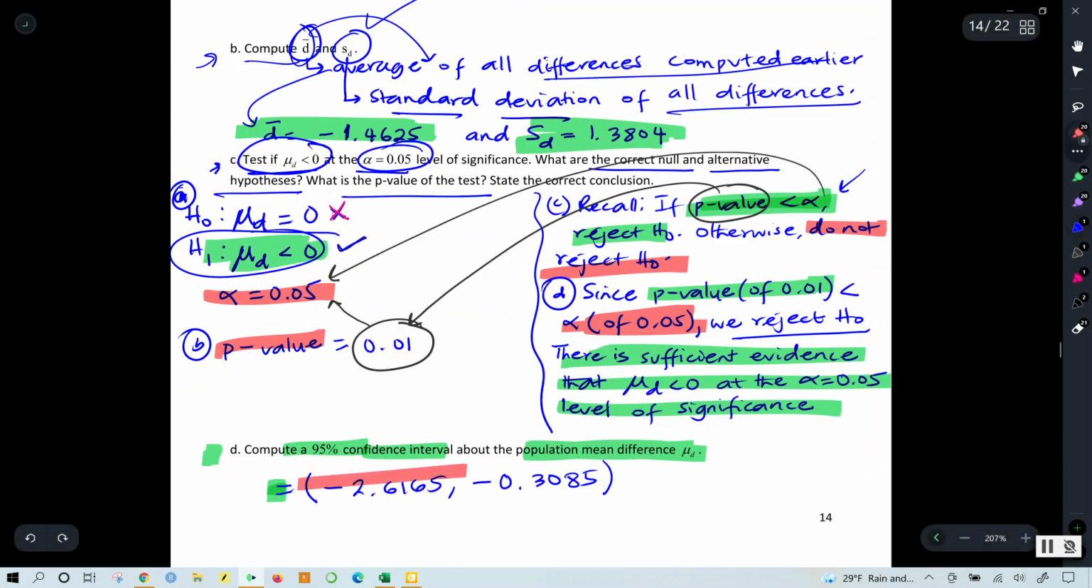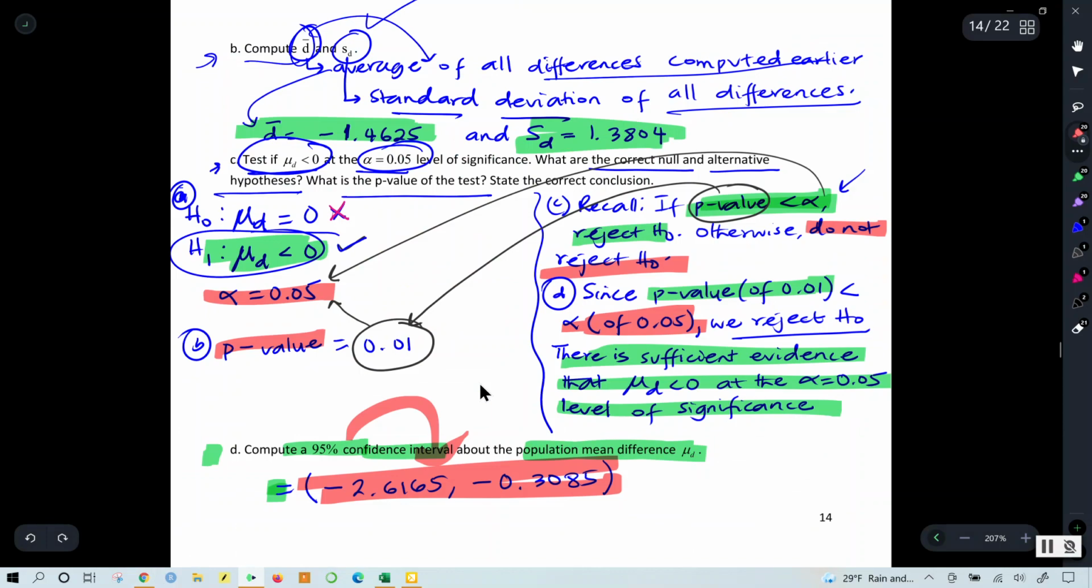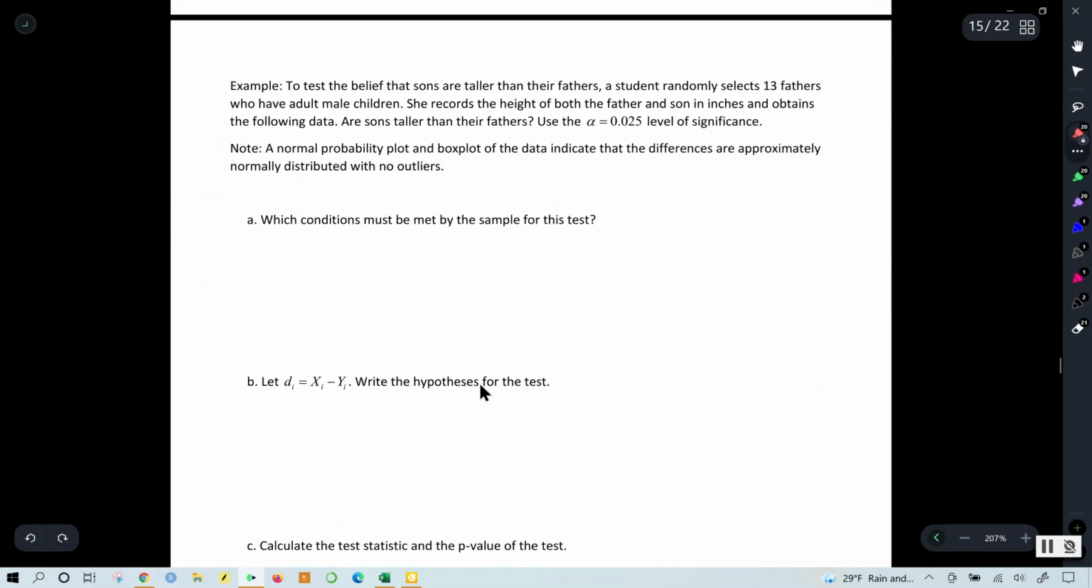So here we have the result. We have the 95% confidence interval that we got from StatCrunch, the lower limit and the upper limit there. So that completes that question. We proceed to the next page.